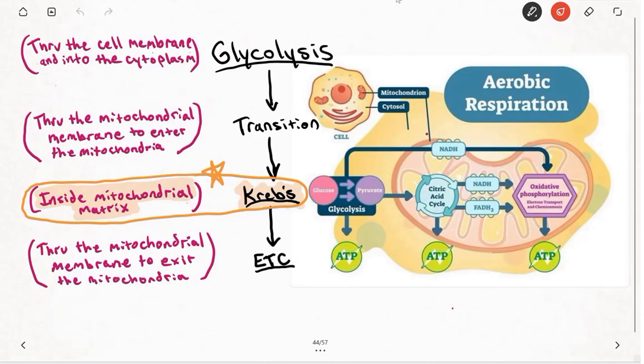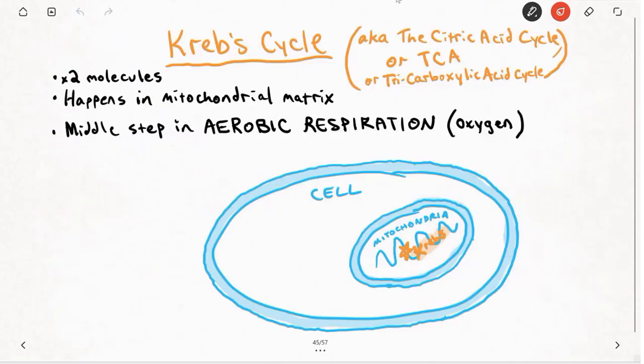Now we went over that glycolysis brings the glucose in through the cell membrane and into the cytoplasm of the cell. And then the transition stage brings it through the mitochondrial membrane to enter the mitochondrial matrix. And now we're in the Krebs cycle, which occurs inside the mitochondrial matrix. So here's a picture of a cell, and inside of the cell is the mitochondria, which is an organelle. And the Krebs cycle happens inside the mitochondria in the mitochondrial matrix.